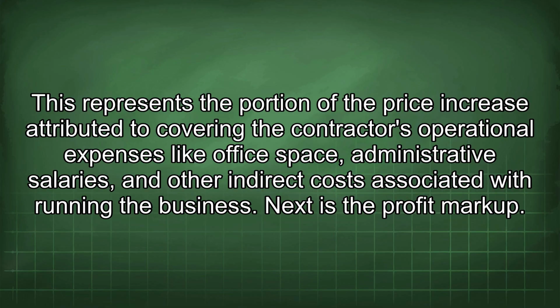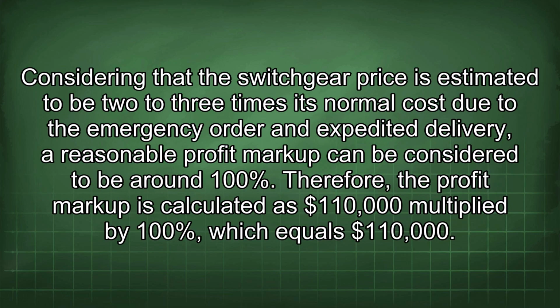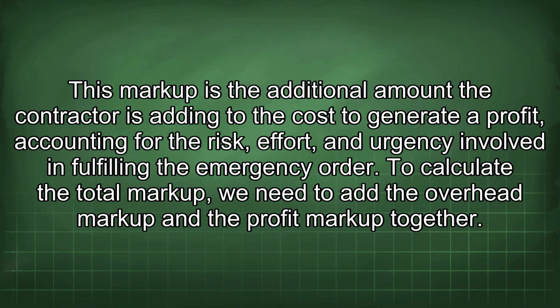Next is the profit markup. Considering that the switchgear price is estimated to be 2 to 3 times its normal cost due to the emergency order and expedited delivery, a reasonable profit markup can be considered to be around 100%. Therefore, the profit markup is calculated as $110,000 multiplied by 100%, which equals $110,000. This markup is the additional amount the contractor is adding to the cost to generate a profit, accounting for the risk, effort, and urgency involved in fulfilling the emergency order.